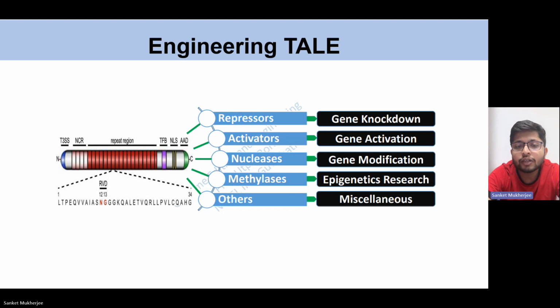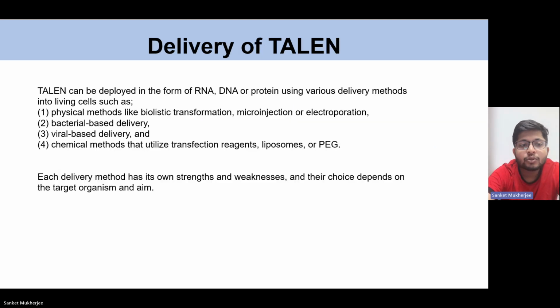And then you can use activators for gene activation. Then you could use nucleases, like that's why it's called TALENs in this case, which is used for gene modification. Then methylases could be used for epigenetic research if we want to methylate a specific region. If we know the sequence of the region, we can do that, and we can do other things as well. So for delivery of TALENs, they could be delivered in their DNA, RNA, or protein form using various methods.